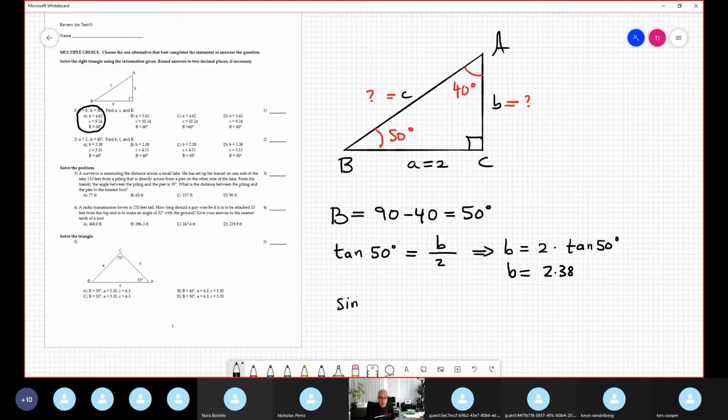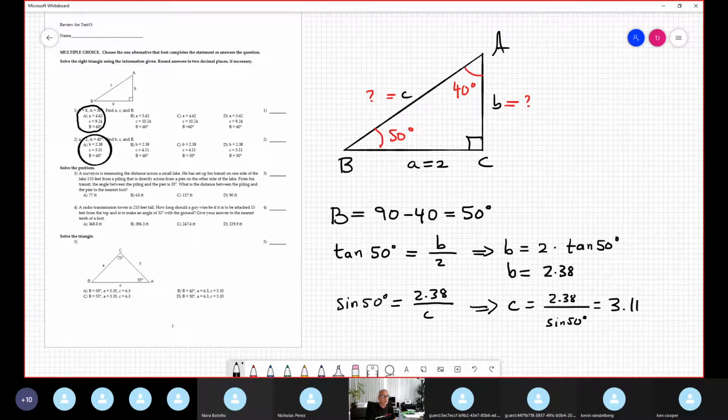Sine 50 is the ratio between the opposite, 2.38, divided by C. Therefore, C is equal to 2.38 divided by sine 50. We put it in a calculator, and the answer is 3.11. So 3.11 is C. B is 2.38, and C is 3.11.